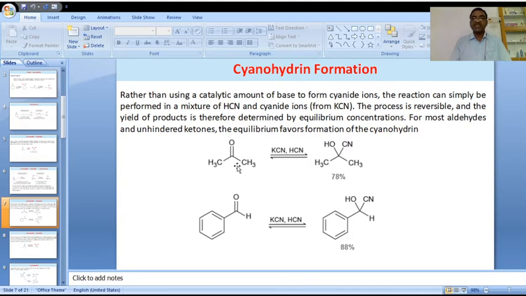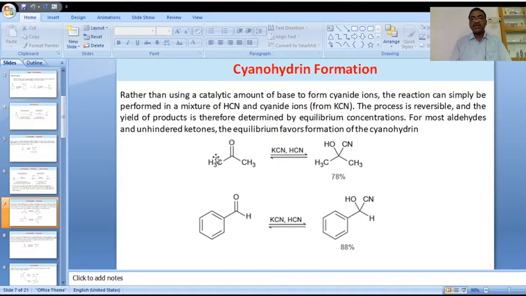But the difference is that aldehydes generally favor the formation of cyanohydrin more, because the percentage yield is higher from aldehydes.